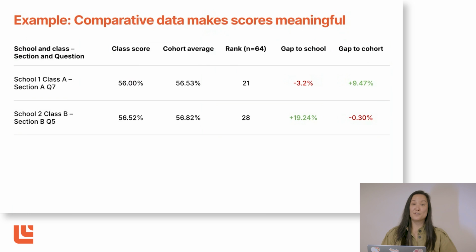So they'd be thinking, wow, their 56% is doing really, really well. But then compared to the rest of the cohort, they were about 0.3% below the cohort. So this is something that they would want to look at as well, like how their performance was. So this is why comparison really makes scores more meaningful.